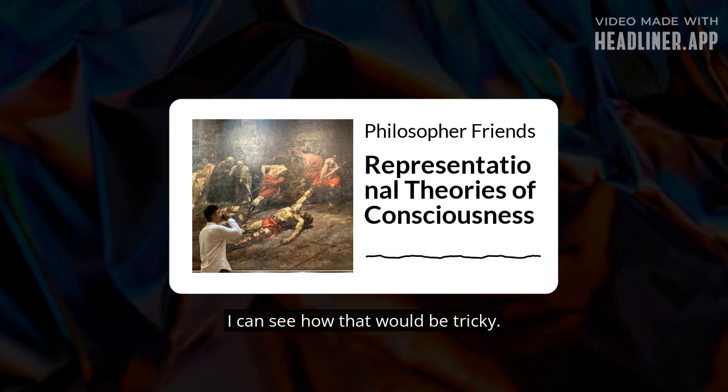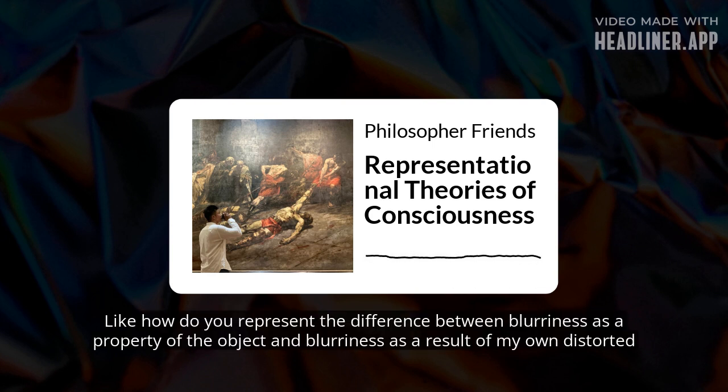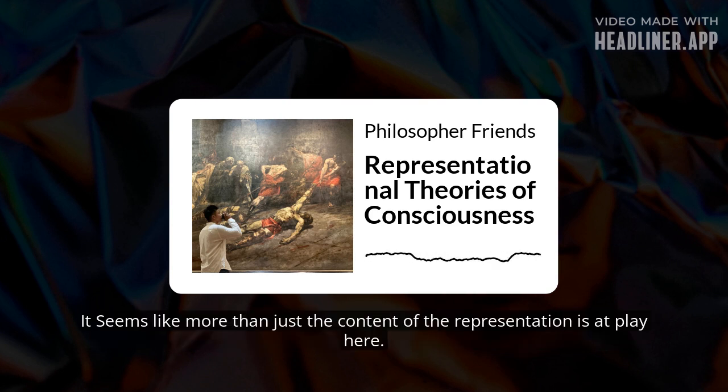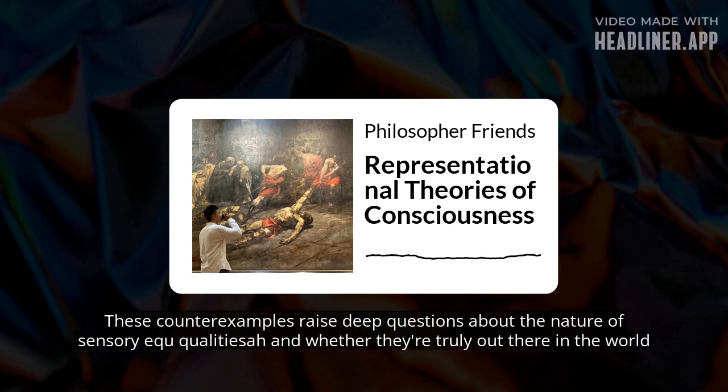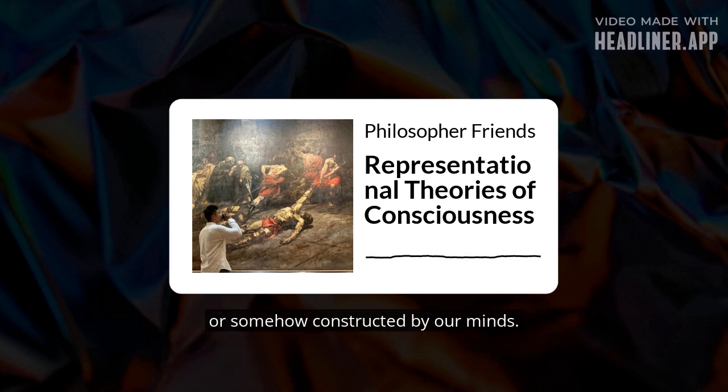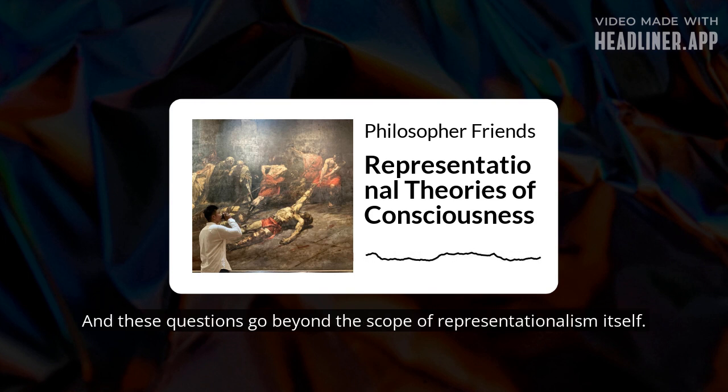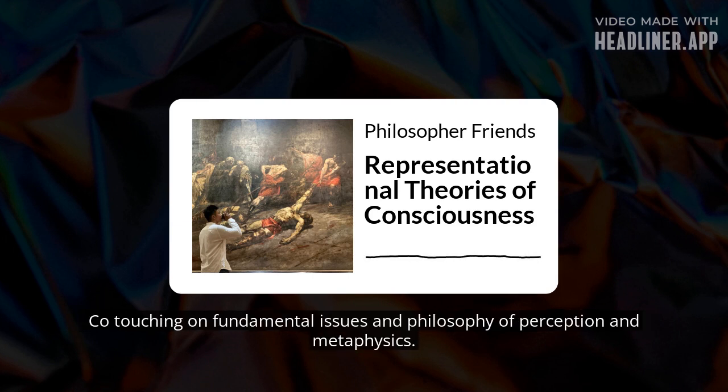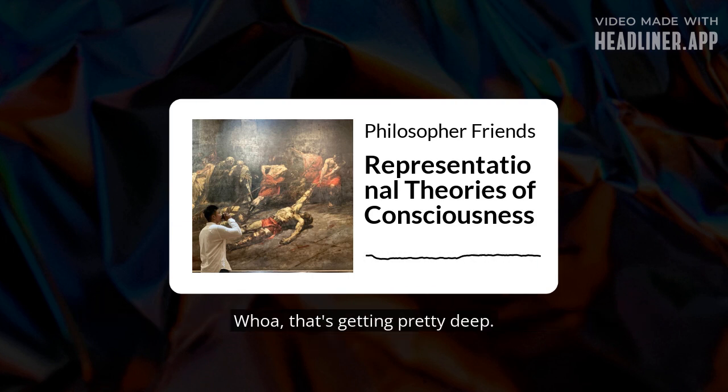I can see how that would be tricky. Like, how do you represent the difference between blurriness as a property of the object and blurriness as a result of my own distorted perception? Right. It seems like more than just the content of the representation is at play here. You're hitting on a crucial point. These counterexamples raise deep questions about the nature of sensory qualities, and whether they're truly out there in the world or somehow constructed by our minds. And these questions go beyond the scope of representationalism itself, touching on fundamental issues in philosophy of perception and metaphysics. Whoa, that's getting pretty deep.